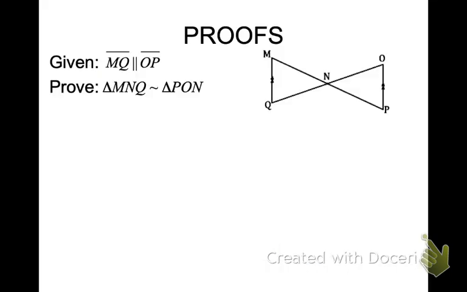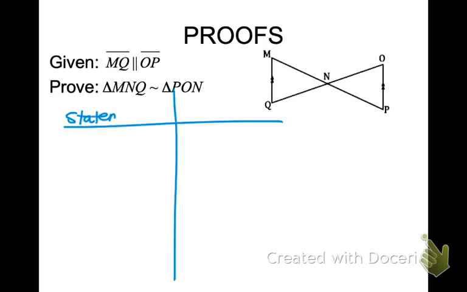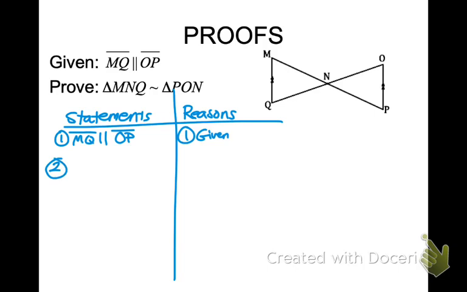All right, T-chart. Statements on the left, reasons on the right. Get your given in there. So line 1 is MQ is parallel to OP. Given. Do we have a reflexive property or vertical angles? Vertical angles. We got that lovely bow tie. So I got that angle congruent to that angle.